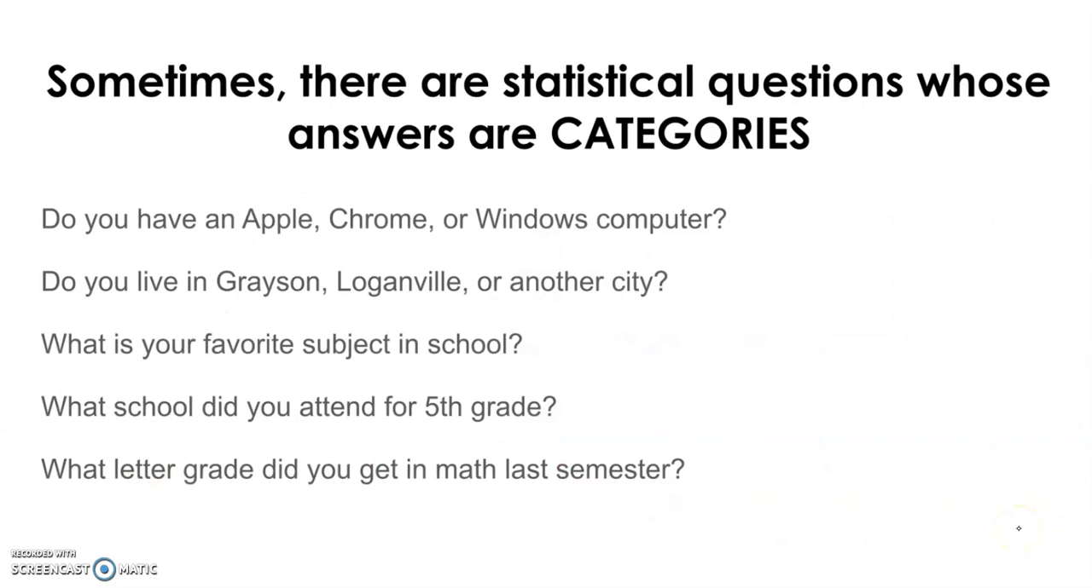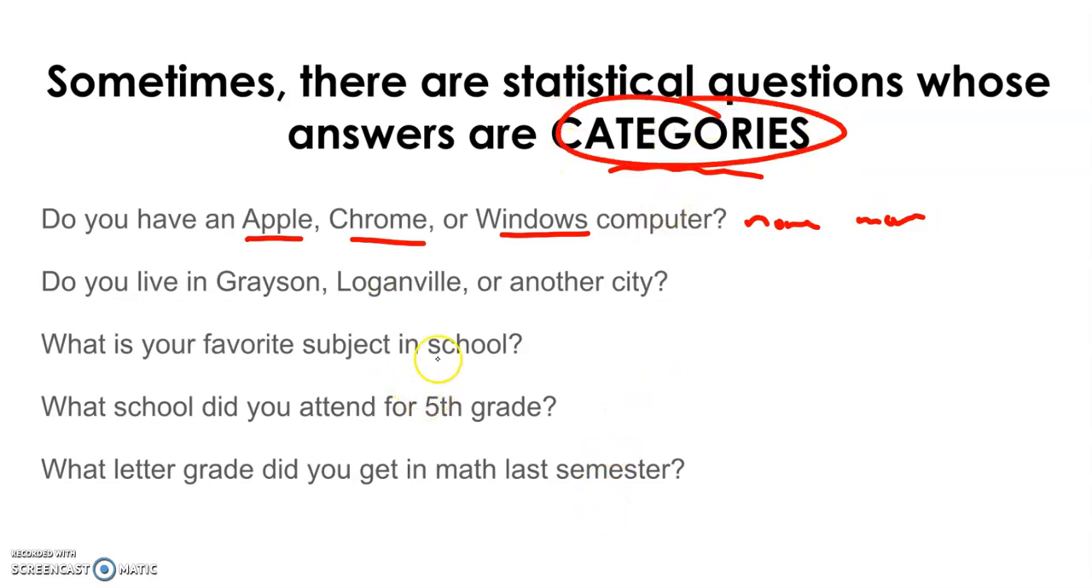Some statistical questions, their answers aren't numbers. They're more like categories. So if I ask, do you have an Apple, Chrome, or Windows computer? That is a statistical question because it's going to be a different answer for different people. But you're not going to give me a number answer to that question. You're going to tell me I have this, or this, or this, or you might not have any of those, or you might have more than one, or there might be some other kind I'm not aware of. But your answer would be a category, not a number.